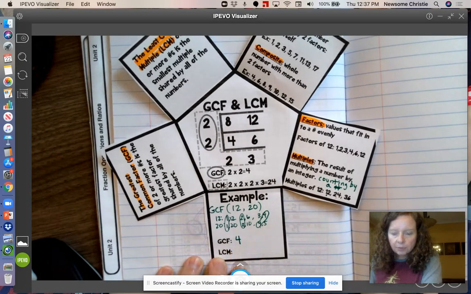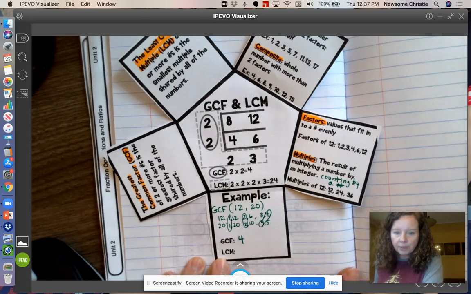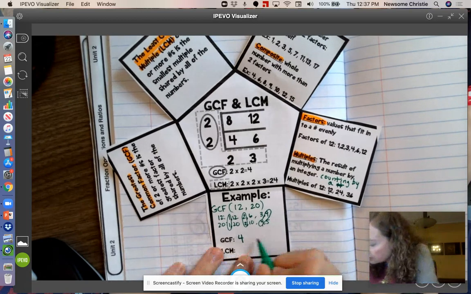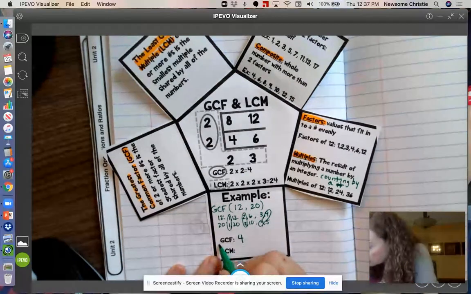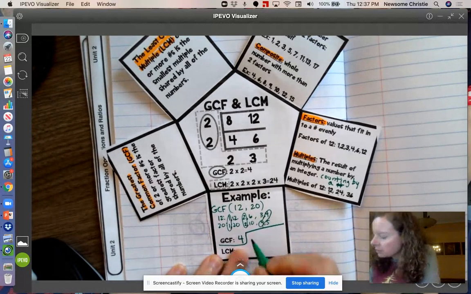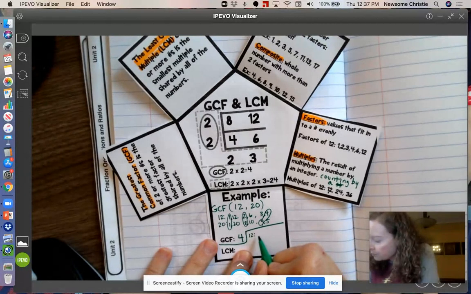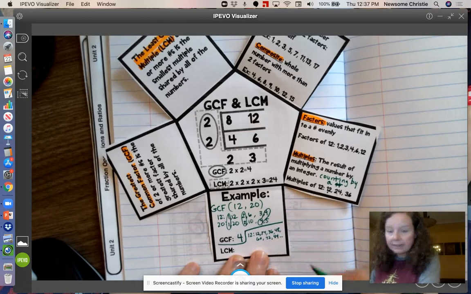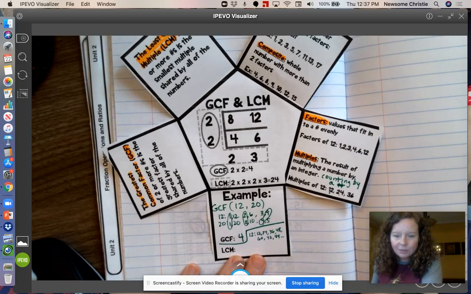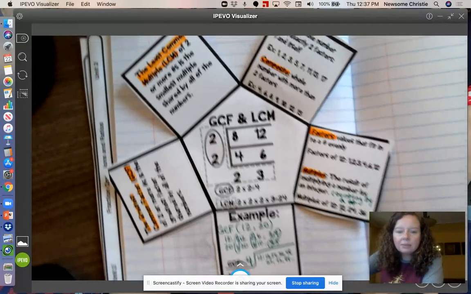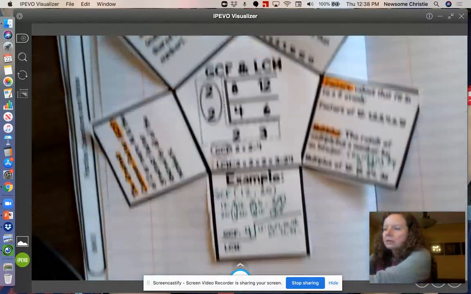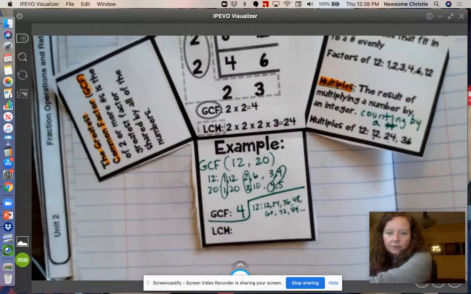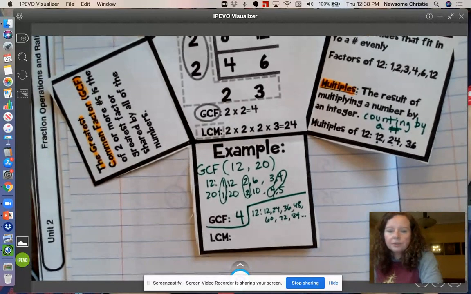And now for multiples, we can list out multiples as well. So let's do multiples of 12. So we had 12, 24, 36, 48, 60, 72, 84, and they go on forever. And that's the thing with multiples. They never stop. Multiples, when you're counting by a number, they just keep going and going. So there's multiples of 12.